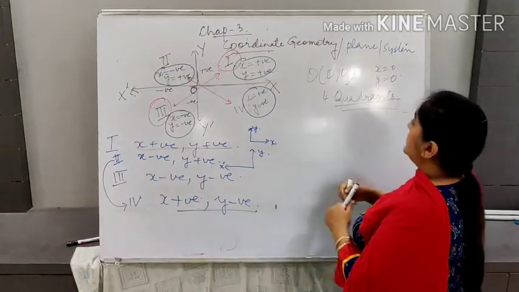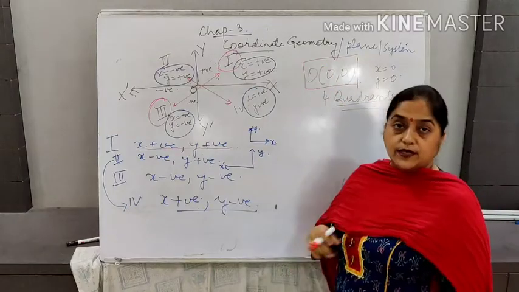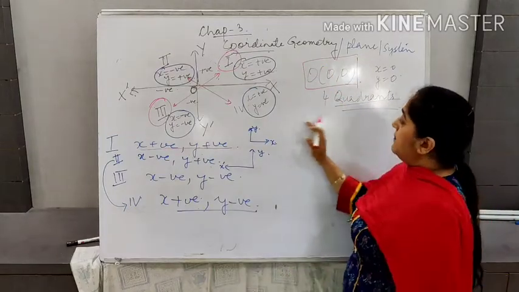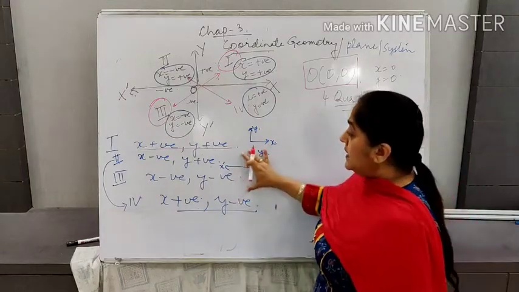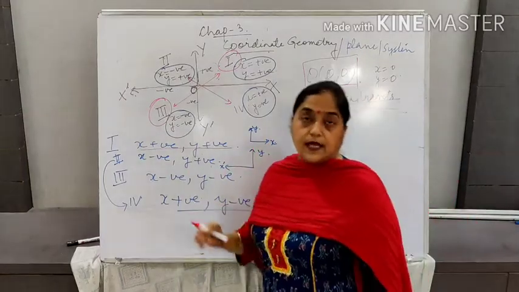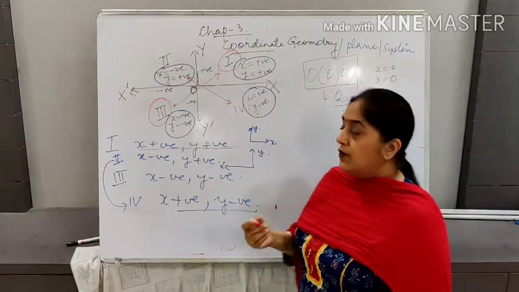Origin के coordinates क्या रहते हैं? 0, 0. Coordinates of origin are 0, 0 एंड बाकी जगह क्या रहेगा? अगर मुझे प्लॉटिंग करनी है, these things, these techniques have to be remembered in case of plotting of points.